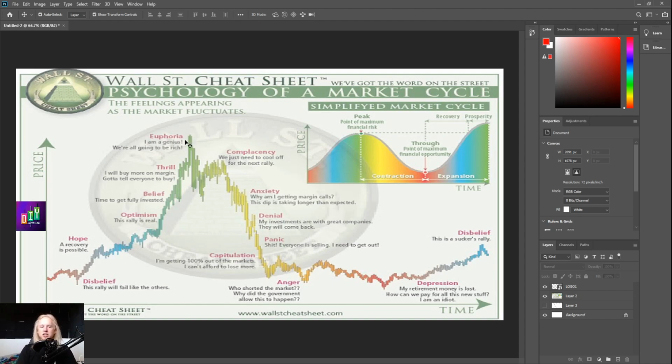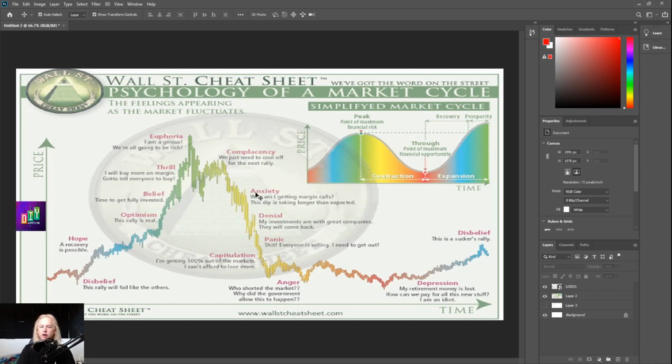And then you get the top of the cycle, which is euphoria. I am a genius. We're all going to be rich. This is where everybody's making profit, all their friends are making profit, their margin longs are in profit, and little do they know that they've just over-leveraged themselves at the worst time possible. Then we start the crash back down. Complacency: we just need to cool off for the next rally. This is where everybody expects it to keep going up, only that it fails.